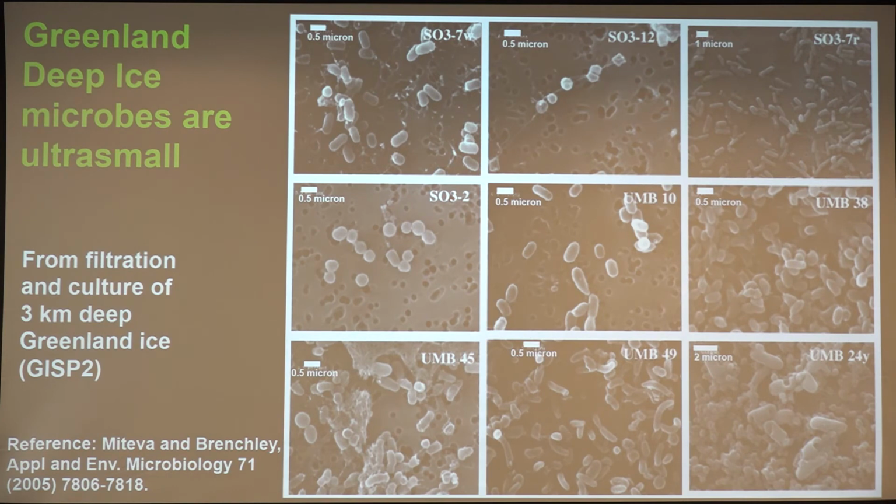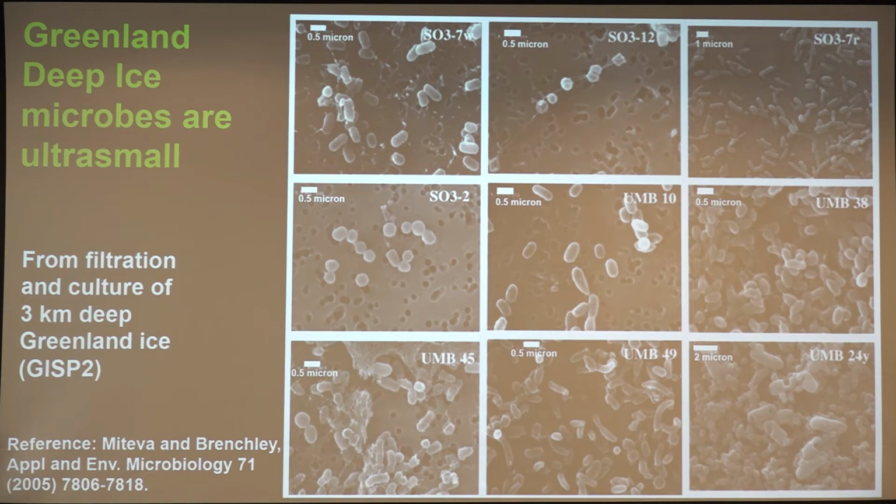And this is a rogues gallery of a whole bunch of different bacteria with these different scale bars. These are all things that have been isolated 3 kilometers deep in the Greenland ice sheet. Again, conditions that would be equivalent to an ice shell on other worlds. So it's very likely that the physical processes that constrain size here on Earth are going to apply as well to other ocean worlds, so they're going to be very small.